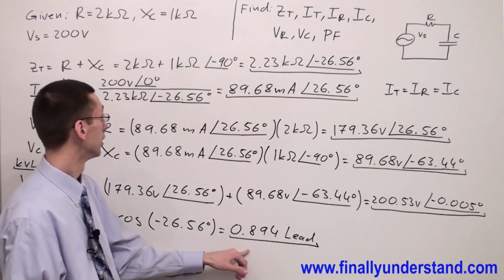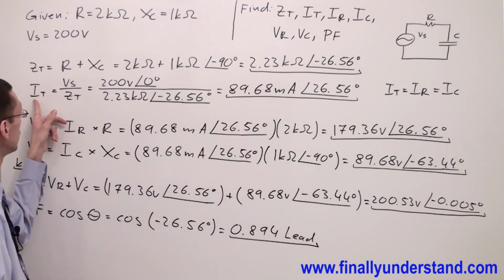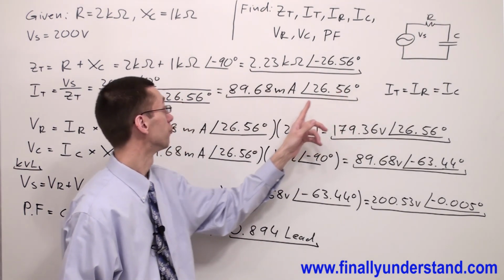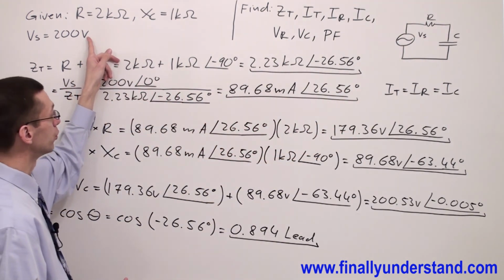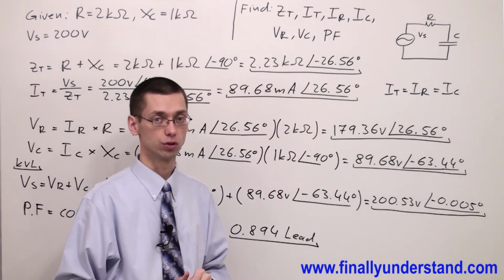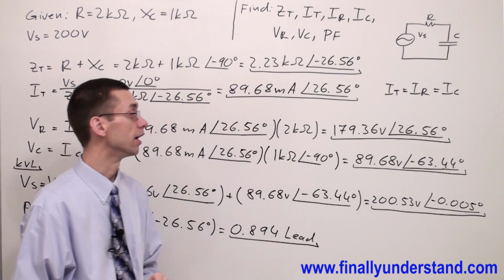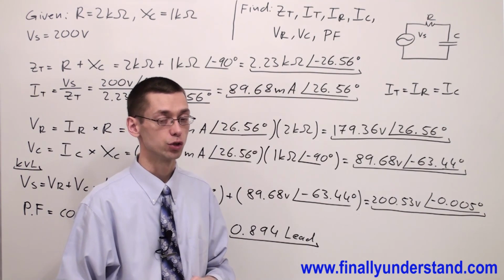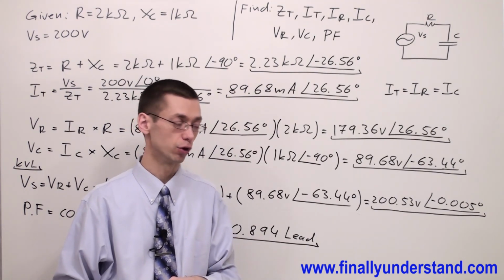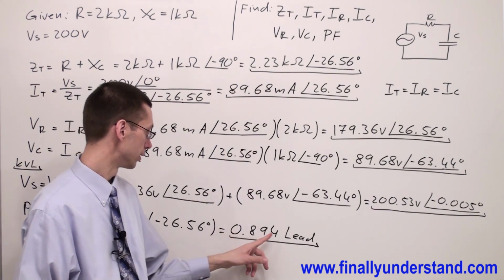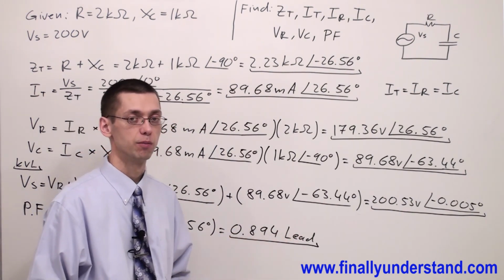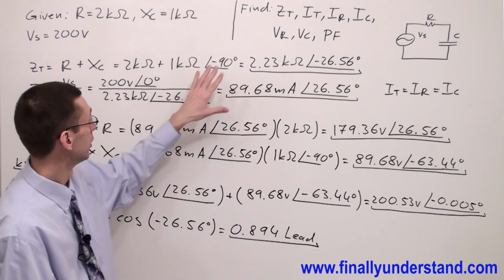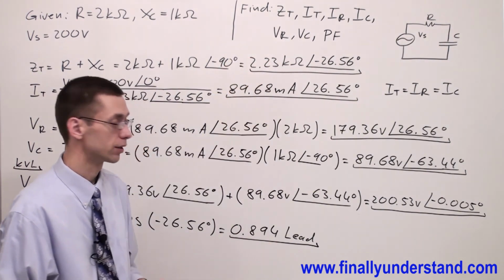We do so because if you look at I total, you will have the angle 26.56 degrees, and the voltage source has angle 0. So we can see that the total current, or source current, leads the voltage by 26.56 degrees. So anytime the total current leads the voltage source, we're supposed to write lead next to the power factor in the particular problem. So basically we found everything that was to be found, so we can say that the problem is solved.